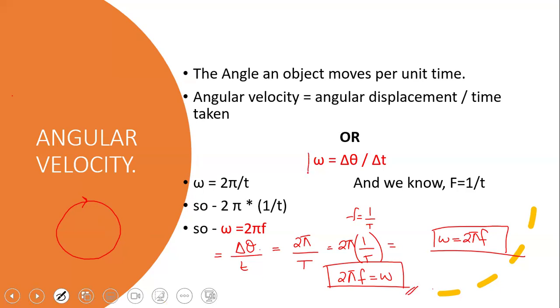So this is also a formula for angular velocity. This is the formula that you're going to be using quite commonly. Omega is equal to 2 pi f. This is the one you're going to use quite commonly. This is not used, I have not used it as such in your past paper questions.